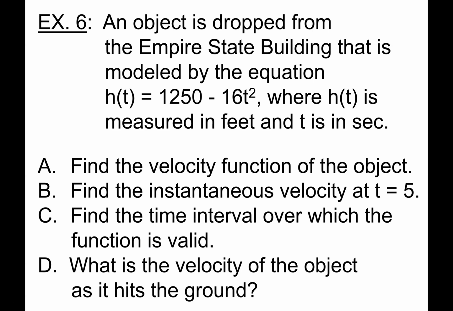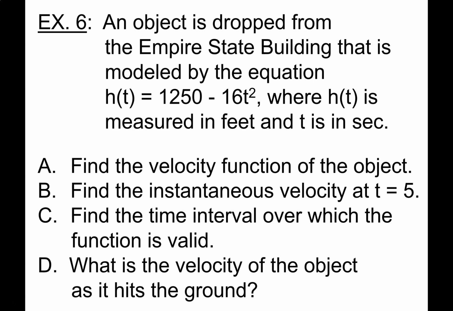Okay. Let's get into some actual word problems here and start applying some of these derivative things. Like, what does it do for me? So I'm going to start with an object dropped from the Empire State Building that is modeled by the equation 1250 minus 16t squared. Again, 1250 is the initial height of the building. This is accounting for gravity, which is negative 32 feet per second squared. And again, this all goes back to your particle motion formula. So that's where it comes from. And h of t is measured in feet and t is in seconds.